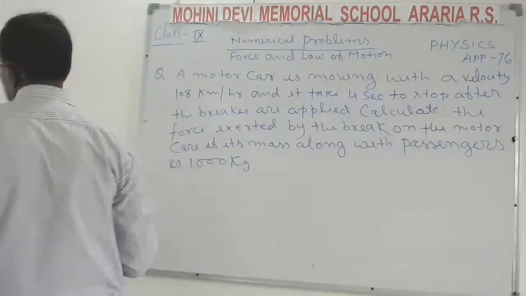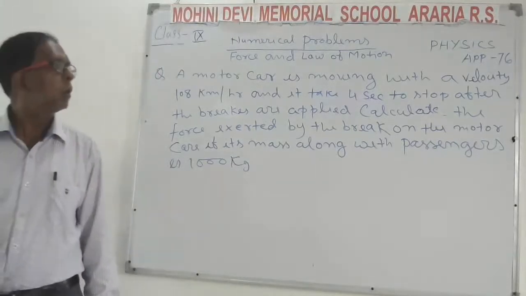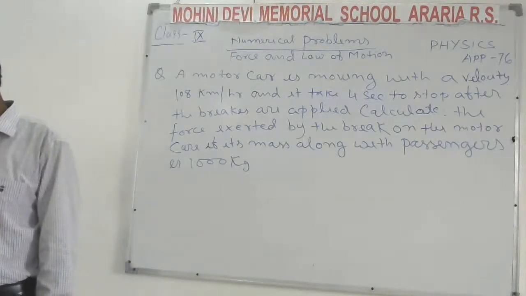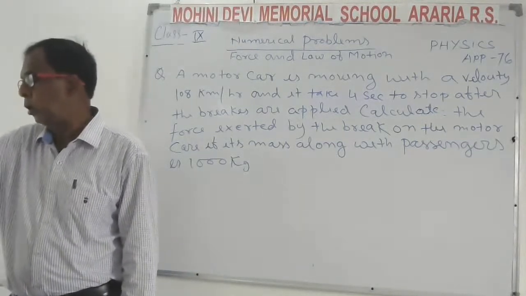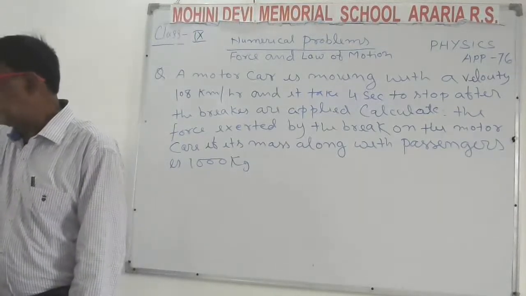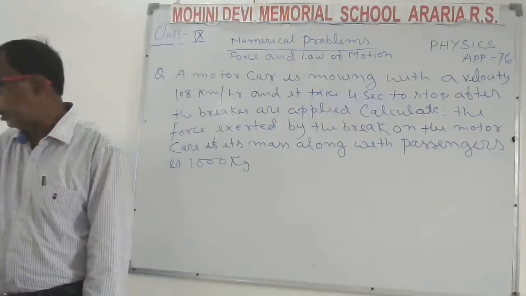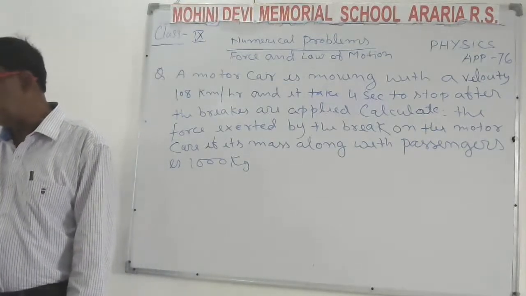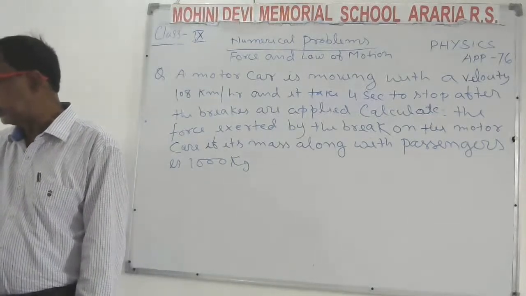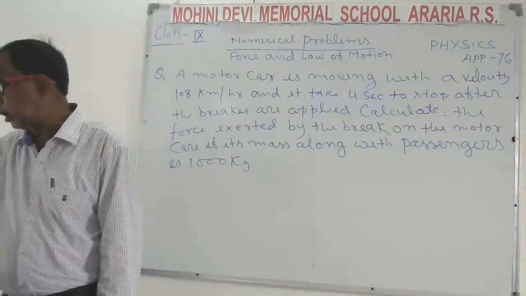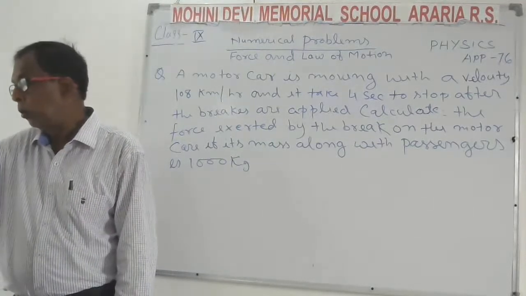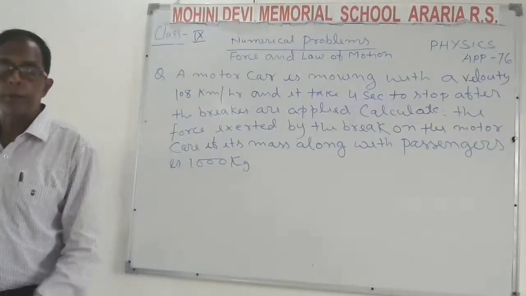Yes, my students, the second question is lengthy. The question is: a motor car is moving with a velocity of 108 km per hour and it takes 4 seconds to stop after the brakes are applied. Calculate the force exerted by the brakes on the motor car if its mass along with passengers is 1000 kg.